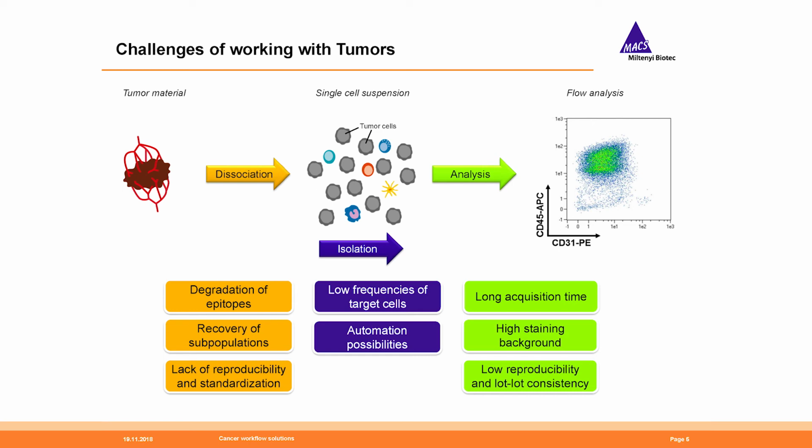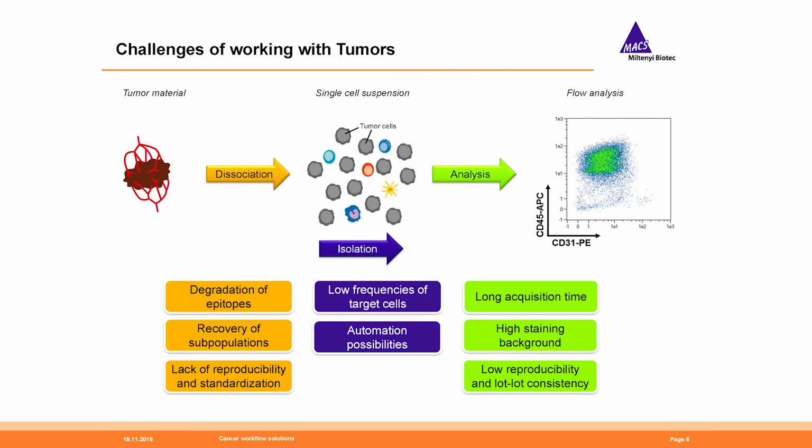Afterwards, when you have a single-cell suspension, you want to isolate so that you don't have low frequencies of your target cells, because if your target cell is a rare cell population, you will have difficulties doing proper analysis with them. Also, we offer automation possibilities to, again, standardize your procedure. Long acquisition times might be a problem for you. If you are looking for these rare cells within your tissue, then you are going to be standing a long time at the flow cytometer.